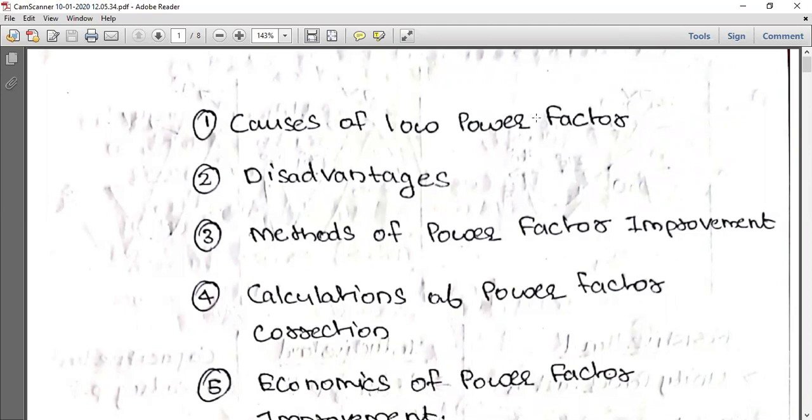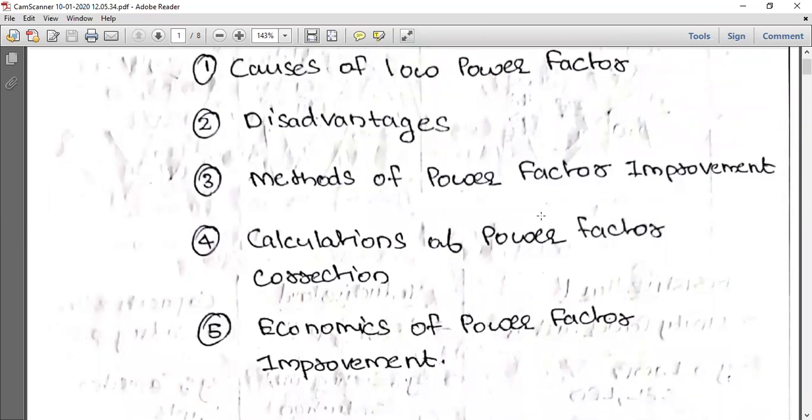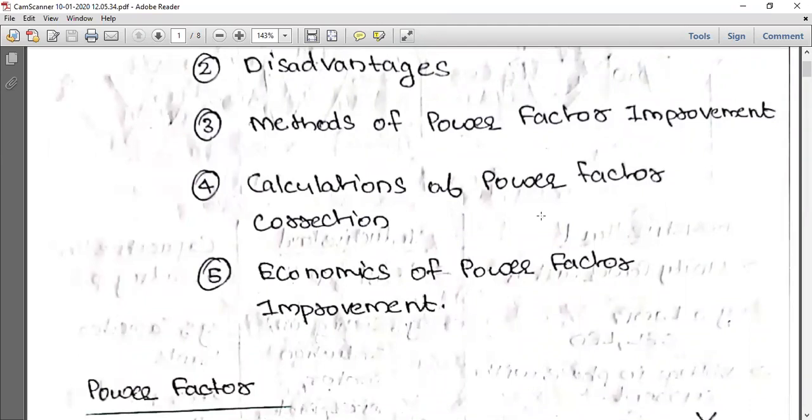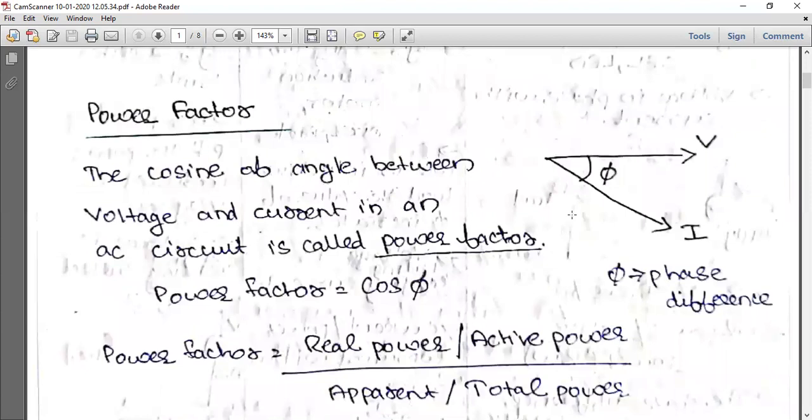We will be looking at the causes of a low power factor, then its disadvantages, then the methods for power factor improvement, then the calculation of power factor correction, and then the economics of power factor improvement. If you are doing power factor improvement, how much economic loss does the system incur? Such things we are dealing with in this session.